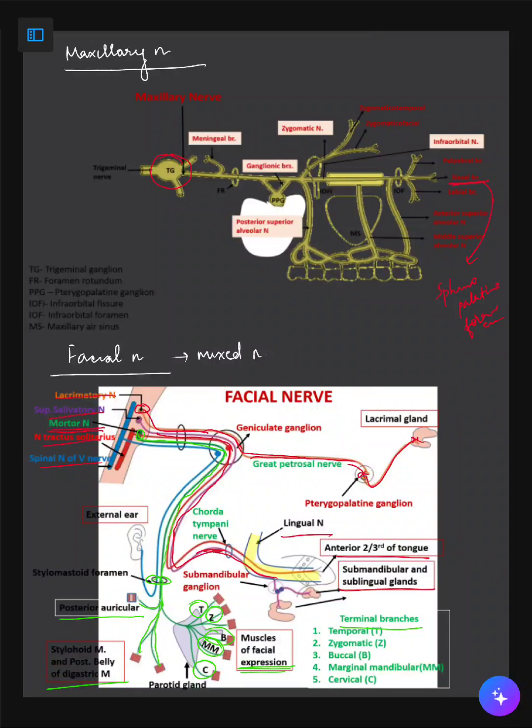Next is the nerve to the stapedius muscle. Now this nerve comes from the spinal nerve of the fifth nerve. It comes through the geniculate ganglion, comes down through the stylomastoid foramen and supplies the external ear. This was a rough explanation of the facial nerve.